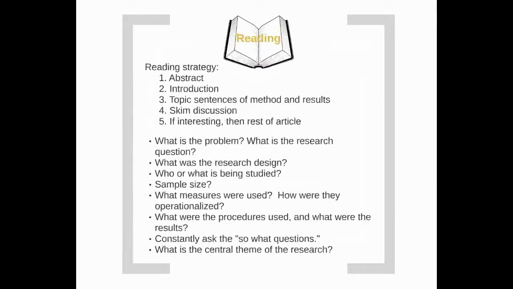So, okay, now I want to talk about, after we have the article, how do we go about reading the articles? Well, there are lots of different ways of doing that. One strategy for reading is to read the abstract and read the introduction, because you want to get to the research question at hand and see if it's relevant. Then, read the topic sentences of the methods and results. Skim the discussion chapter, where you can find future research. Then, if the whole article is interesting, go back and get into it.